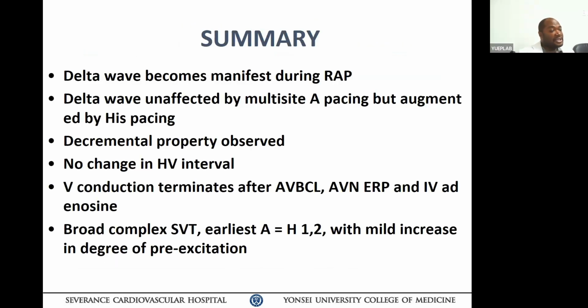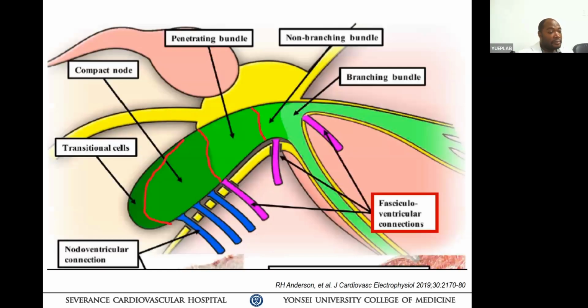So to summarize the data that we have so far: delta wave, which is manifest during RA pacing, unaffected by multi-site atrial pacing, but augmented by His pacing. Decremental property was observed, and there was no change in HV interval. V conduction terminated once AV nodal conduction was blocked, and the SVT was broad complex with the earliest A in the His 1-2, and there was a mild increase in the degree of pre-excitation.